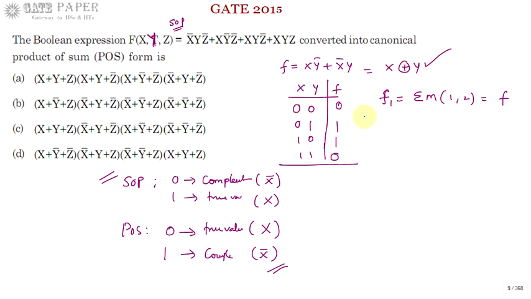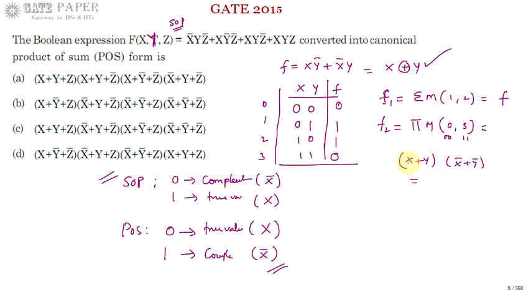Now, if you are going to write pi m, let us assume f2 is a function that I am writing as product of minterms 0, 3. These are 0, 1, 2, 3. Product of 0, 3: if you are writing, 0 means 0 0 and 3 means 1 1. So 0 0 means x plus y. Since it is product of sums, 0 will be treated as true value and 1 as complemented, so 1 1 gives x bar plus y bar.